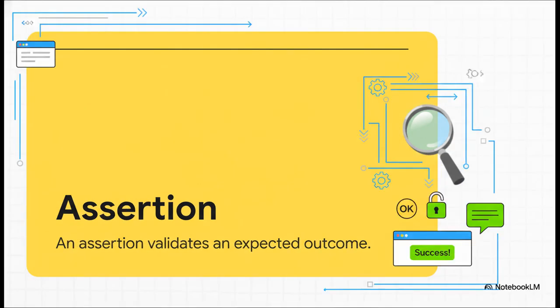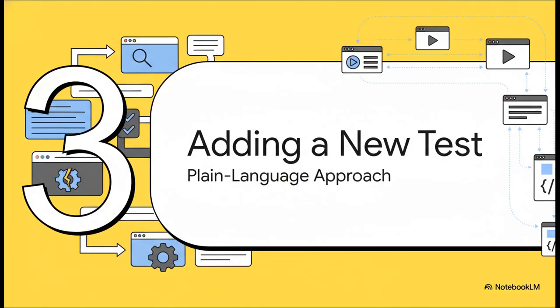And finally, we have the assertion. This is the moment of truth. After your script does something, like clicking that button, the assertion is the part that checks if the right thing happened. It validates the result. It asks the question, okay, are we actually on the right web page now, or did that success message pop up like it was supposed to? So let's put it all together. Your test uses a locator to find a button, clicks it, and then makes an assertion to prove you ended up where you expected.